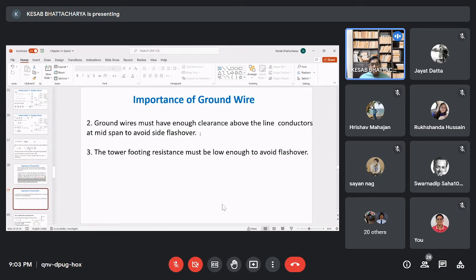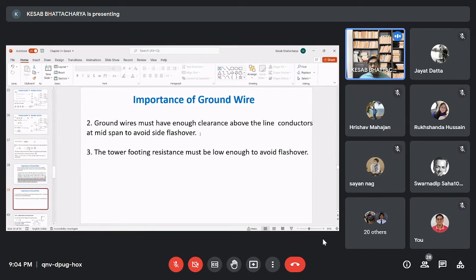Are you familiar with the term sag? Same thing, there is a chance of sag occurring in the case of ground wires as well. If that occurs, then what will happen? The distance between the ground wire and the live conductor will reduce due to the formation of sag.